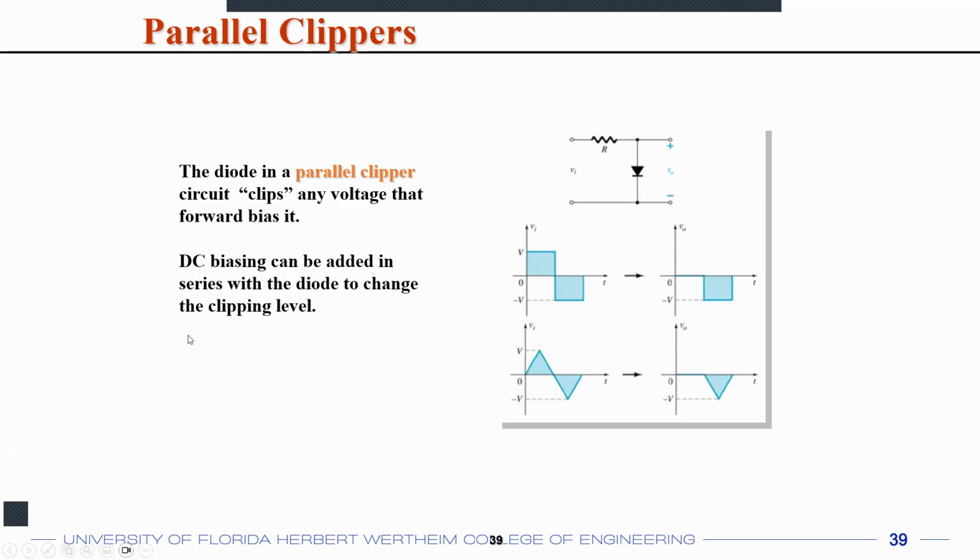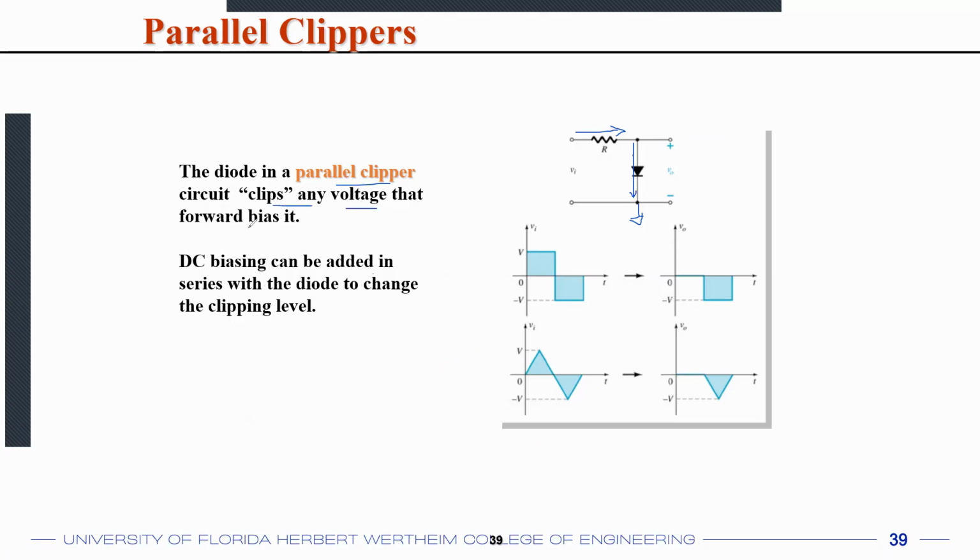How does a parallel clipper circuit look? By definition, the parallel clipper is a circuit where the diode comes in the parallel path. So you have the resistance in the series path, and then if this is a ground, you have this diode going to ground, or the negative terminal. So the diode comes in the path which is shunting the signal to ground. The parallel clipper circuit will clip any voltage that will forward bias it. What does this mean?